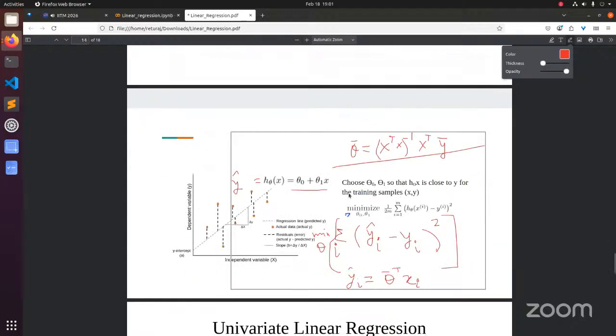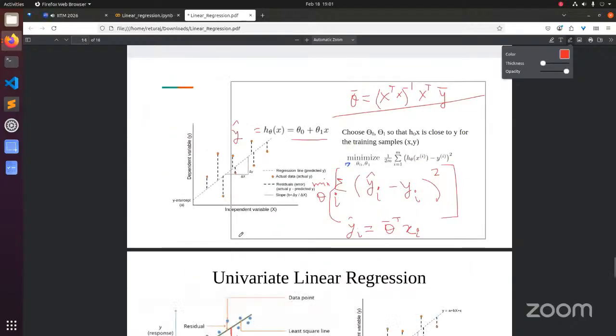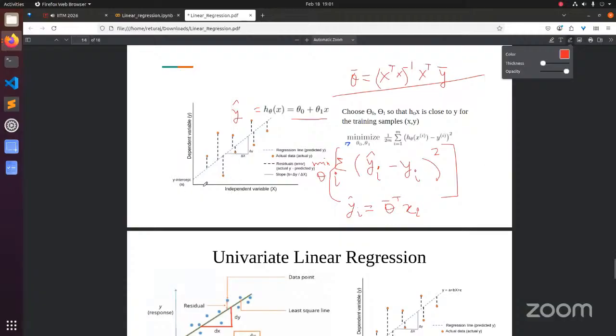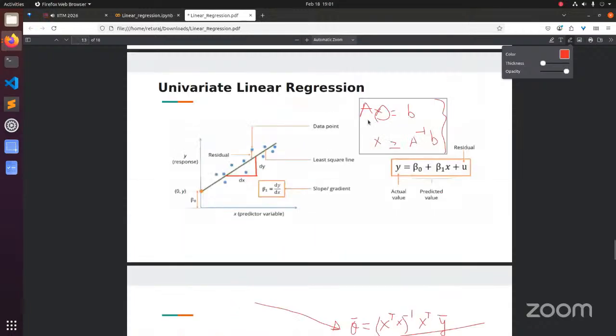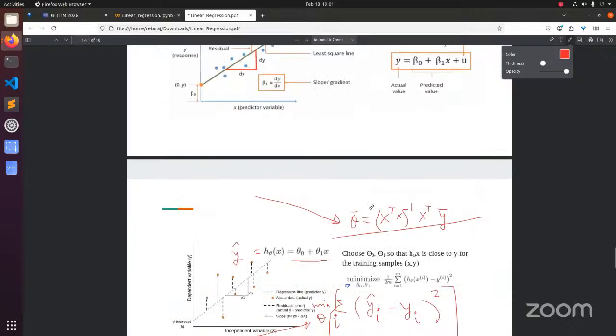We are just saying that we will not do the A inverse B form. We will solve this minimization equation. I'm just saying that even when you solve this minimization equation, you end up coming to the same theta hat that we derived from the A inverse B approach. So both are just a different way of solving the same problem.